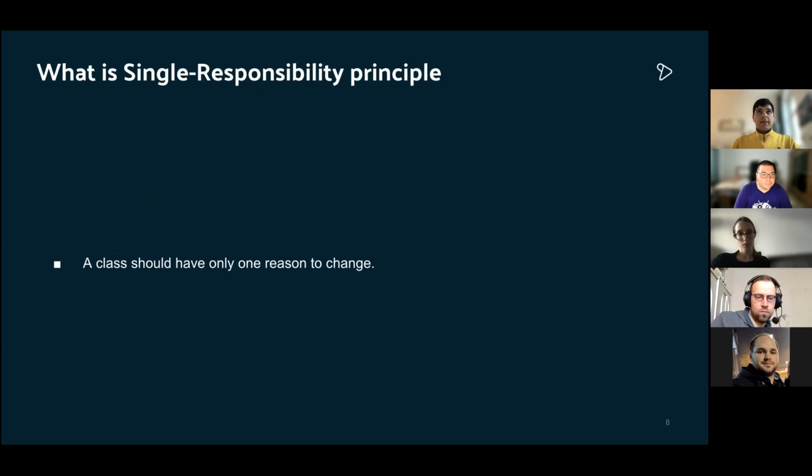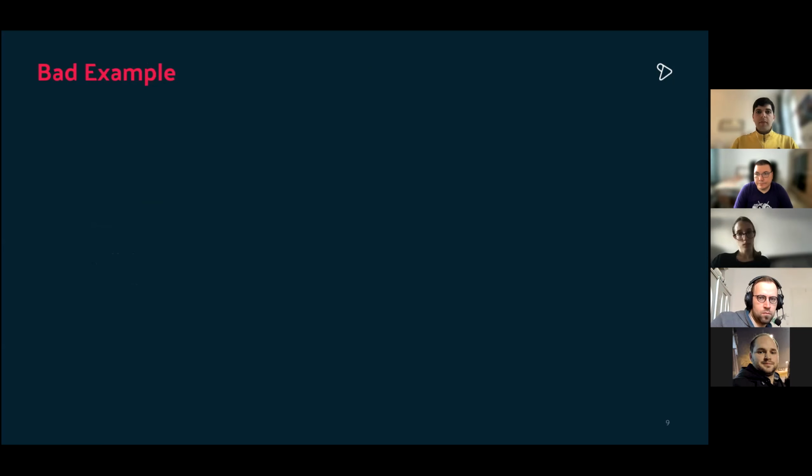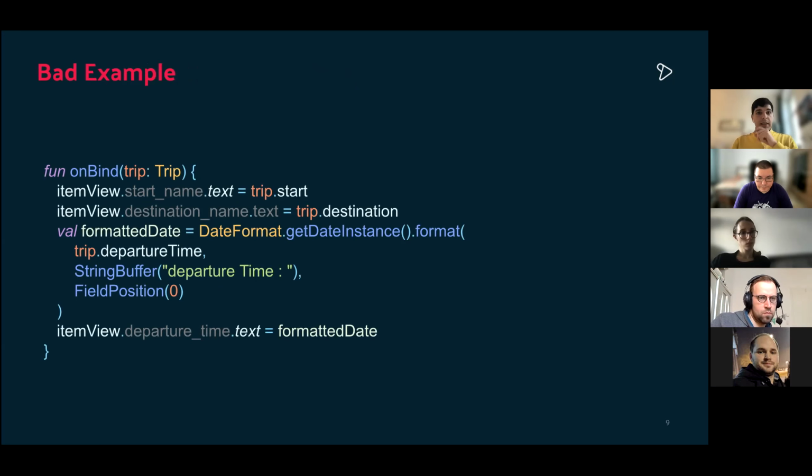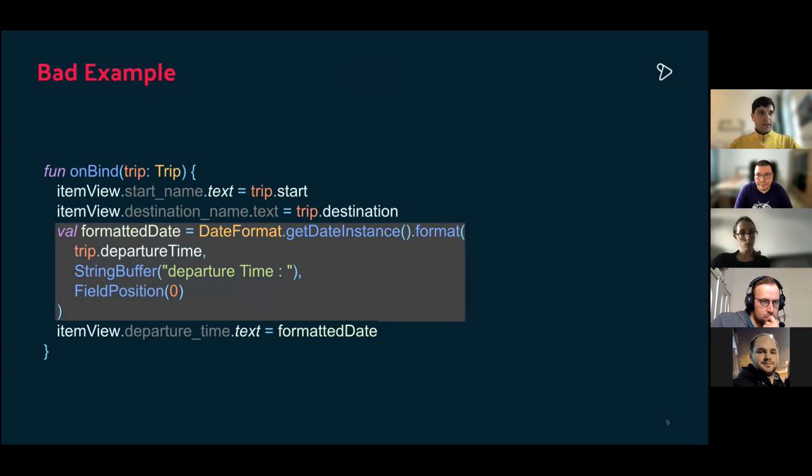First, let's start. What is the single responsibility principle? A class should have only one reason to change. To put it more simply, it means that one class should only have one responsibility, right? So for instance, let's take this example. This is a bad example because it violates this principle. In this example, the onBind method is responsible for mapping the model, in this case a trip model, into the view. But as you can see, it also does some other things. It does formatting, which is a violation of this principle.